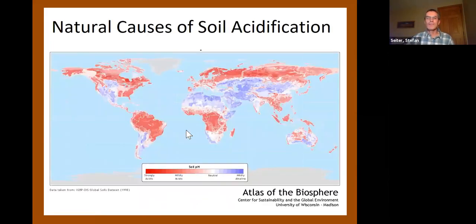So let's talk about why we actually have acid soils. When you look at this world map, and you look at where the regions are that are more alkaline, which is everything in blue, and where the regions are that are more acidic, you can pretty quickly say that wherever it's really dry, it's really alkaline.